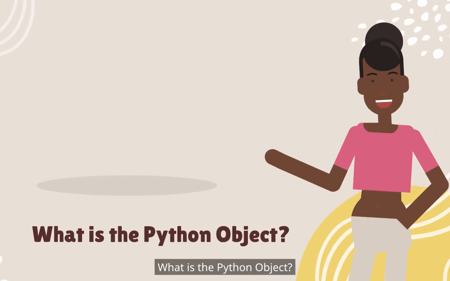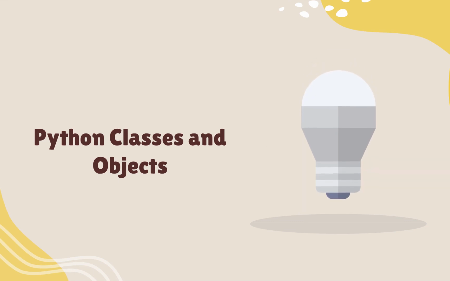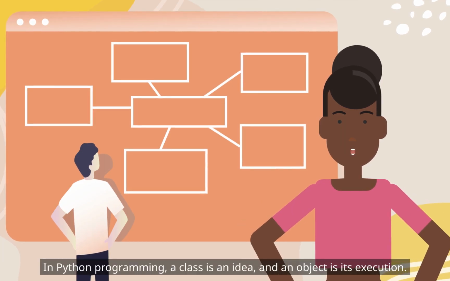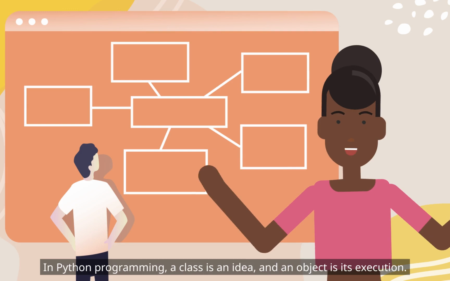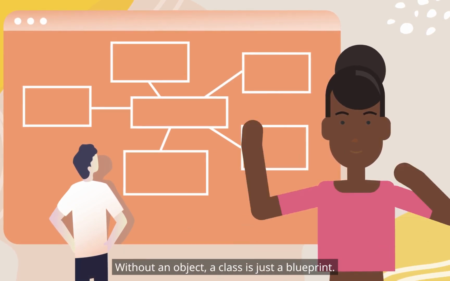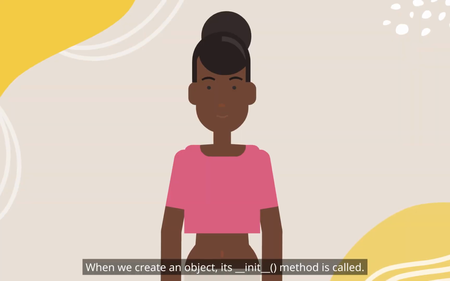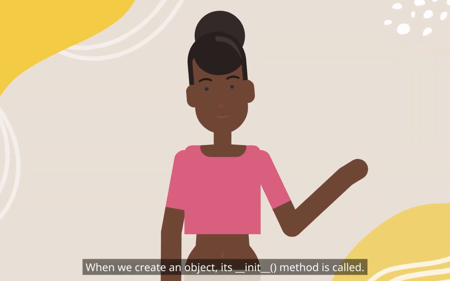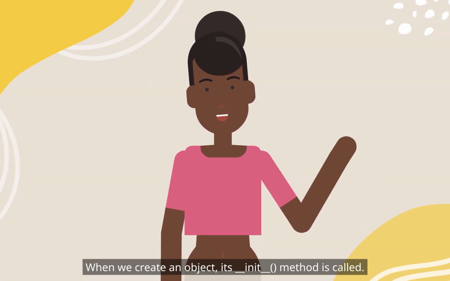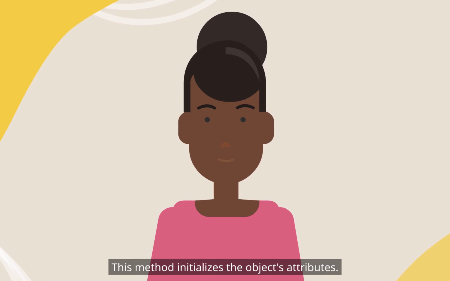What is the Python object? In Python programming, a class is an idea, and an object is its execution. Without an object, a class is just a blueprint. When we create an object, its __init__ method is called. This method initializes the object's attributes.